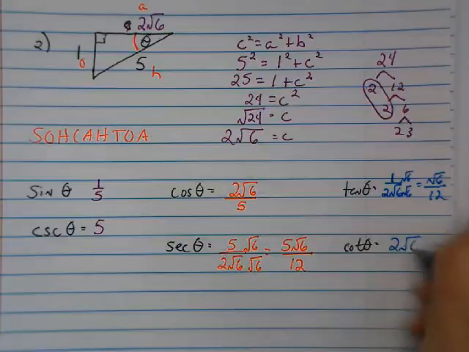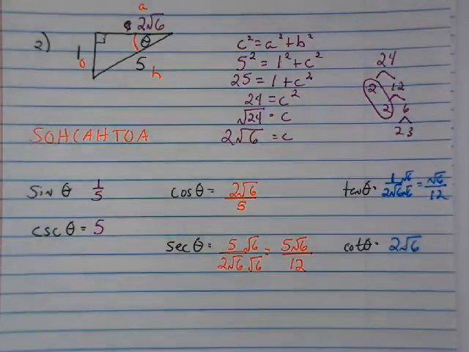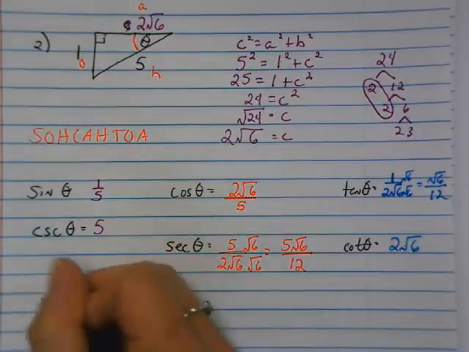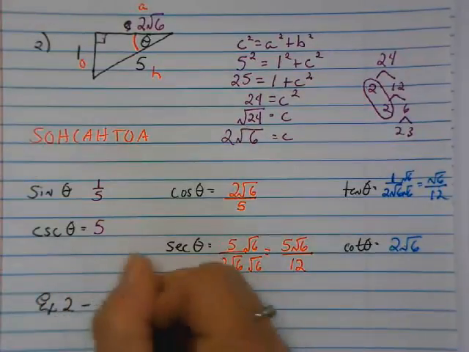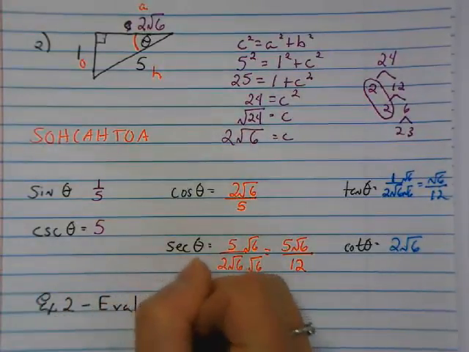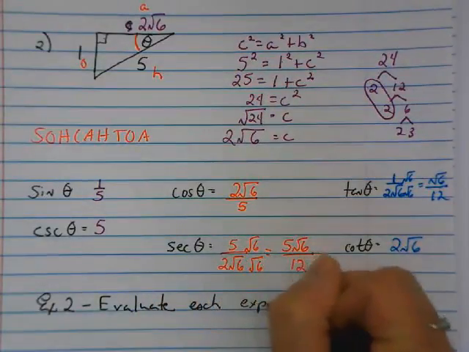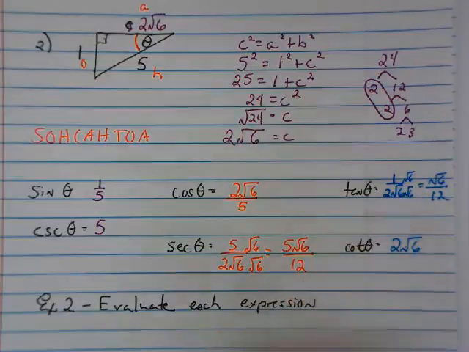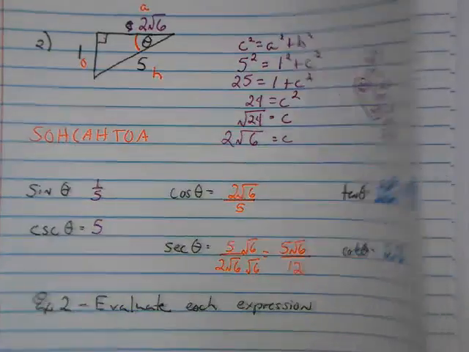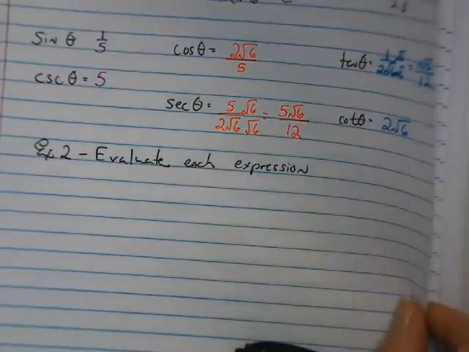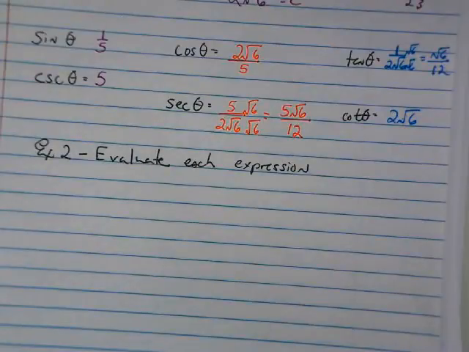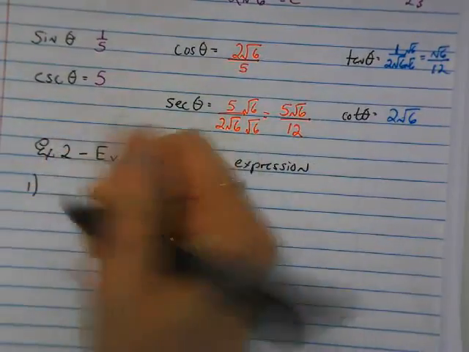Okay, what I need you guys to do right now is go ahead and get your wagon wheel, that paper that we've been doing in class, and let's use that to help us with what we're getting ready to do now. Okay, so I've got mine handy. We're going to evaluate each expression. So number 1, I want the cosecant of 45 degrees.